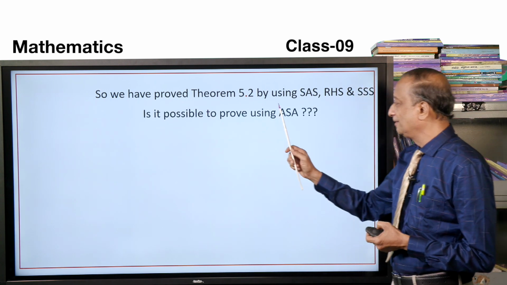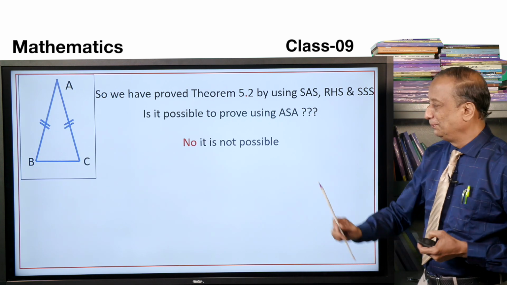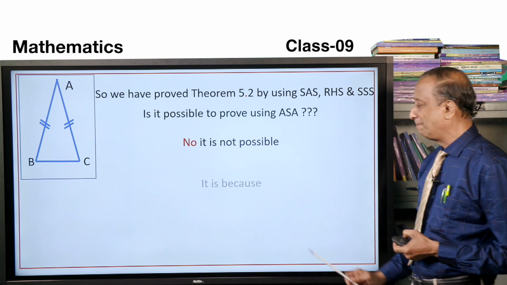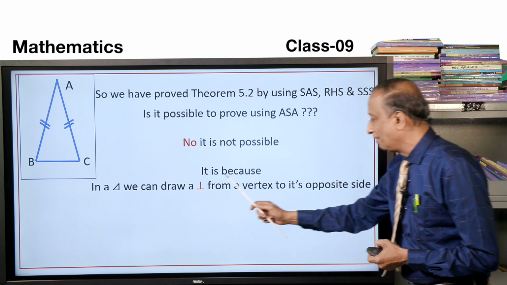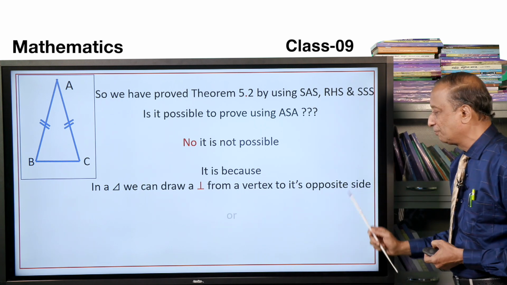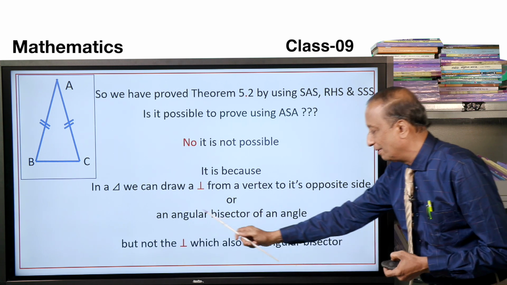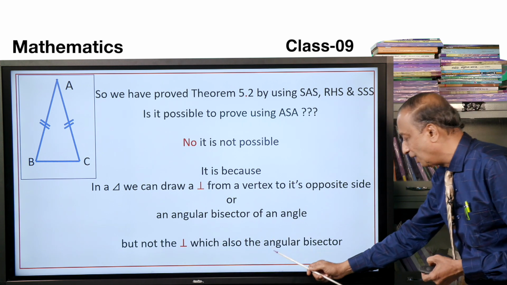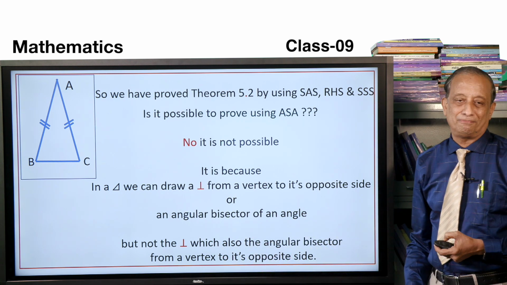Is it possible to prove using ASA also, children? Look at the figure. No, it is not possible. It is because of this reason. In a triangle, we can draw a perpendicular from a vertex to its opposite side, or an angular bisector of an angle, but not the perpendicular, which is also the angular bisector from a vertex to its opposite side.